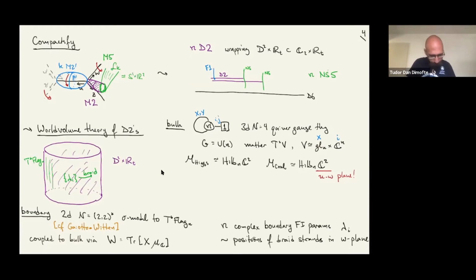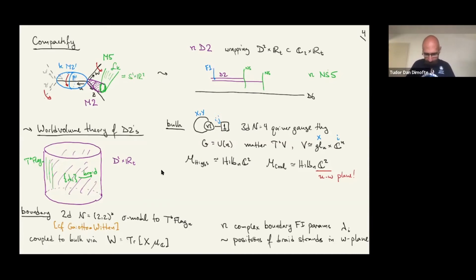In sigma model terms, I can describe the boundary condition as coupling the bulk theory to a copy of a T* flag sigma model. Flag is the flag manifold for GL(N). And the coupling involves a certain superpotential that combines one of the adjoint fields of the bulk theory and the complex moment map for the U(N) action on the flag manifold.